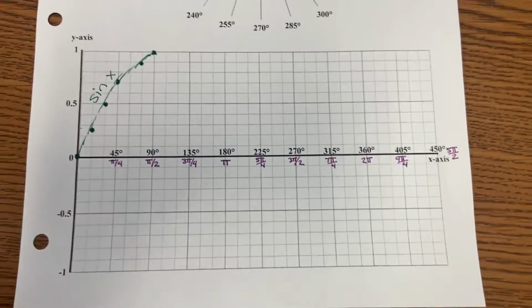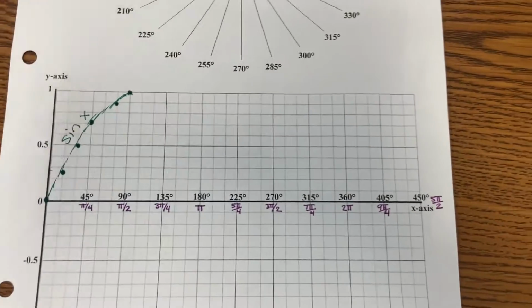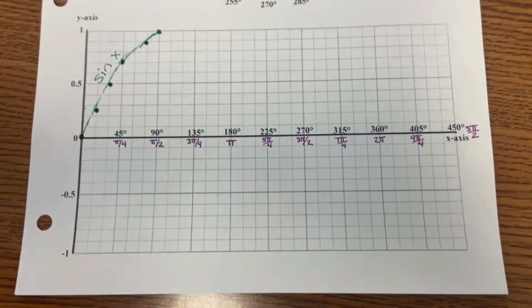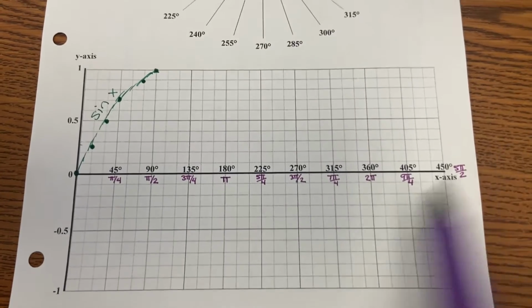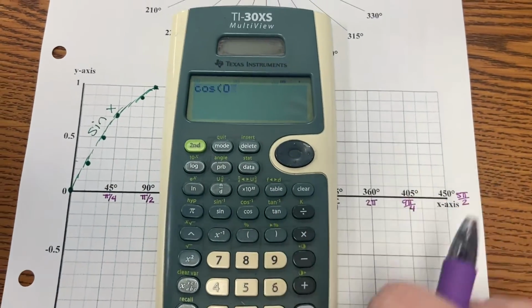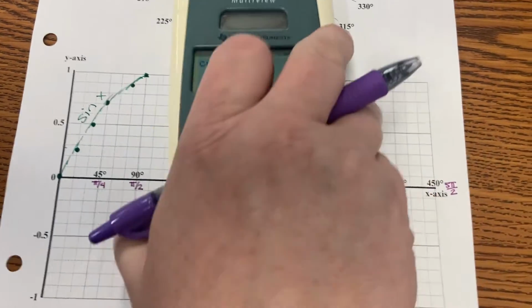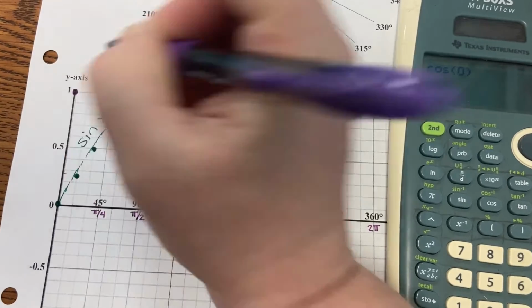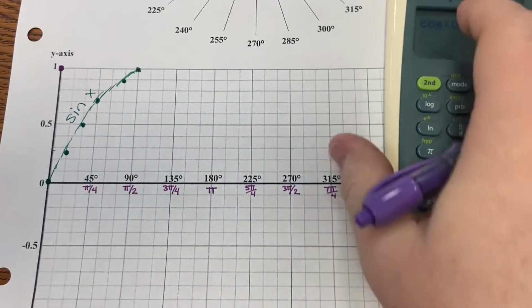After you find all of those numbers, then I want you to do the same thing. Oops, sorry, but I want you to do it for the cosine. So for the cosine of 0, I get 1. So 0, 1 would be right here. And this is going to be the start of my cosine graph.